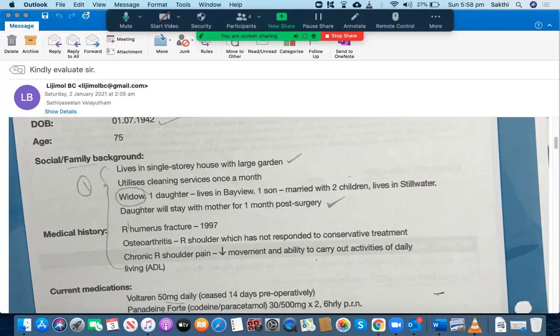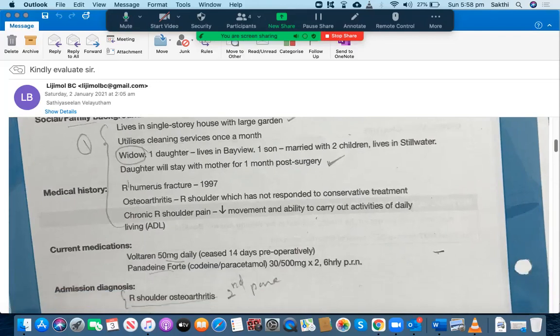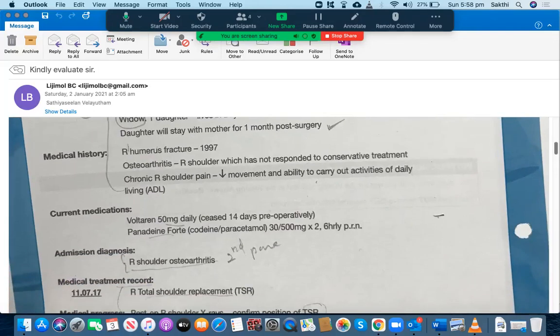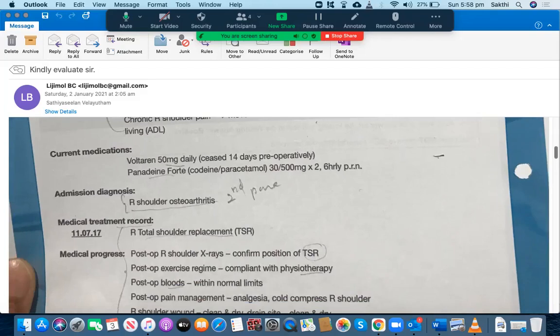All right, let's go to the next one. Right humerus fracture 1997, and then osteoarthritis of the shoulder which has not responded to conservative treatment. Okay, that was the previous thing. And you have included it. That's good. Chronic shoulder pain, decreased movement and ability to carry out activities of daily living. So you have included this one already, isn't it? Yeah. Okay, and then current medications, altered and ceased 14 days pre-operatively.